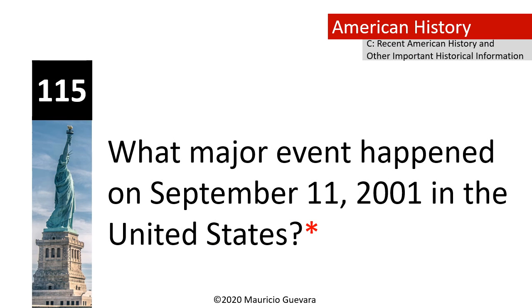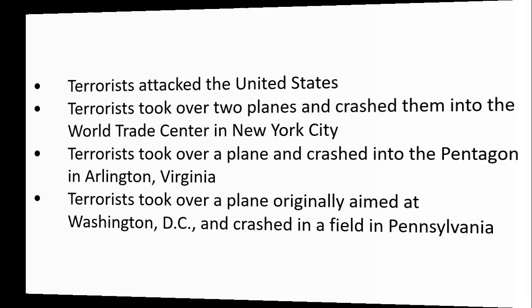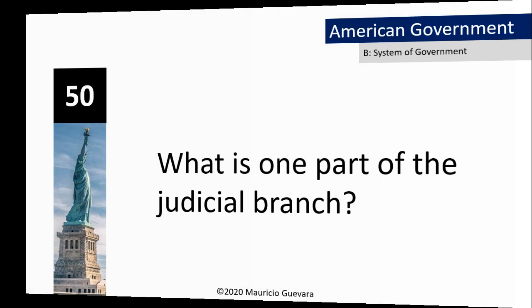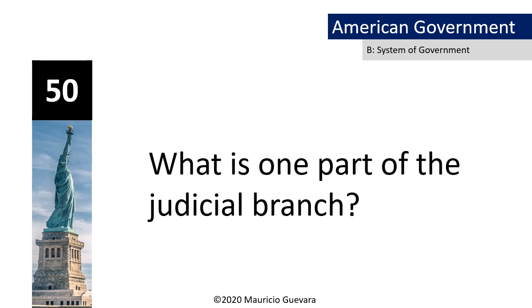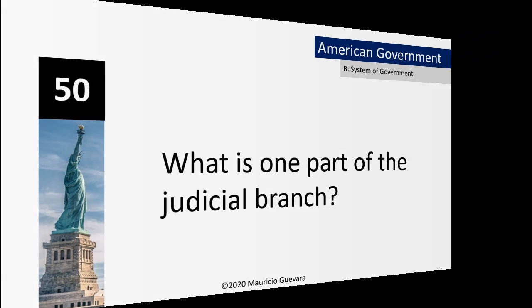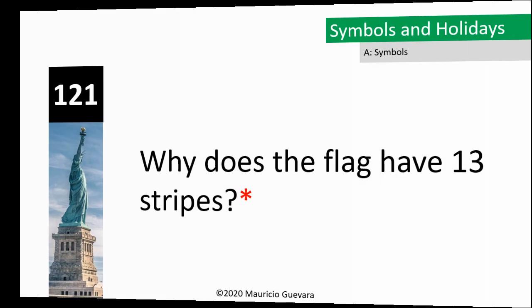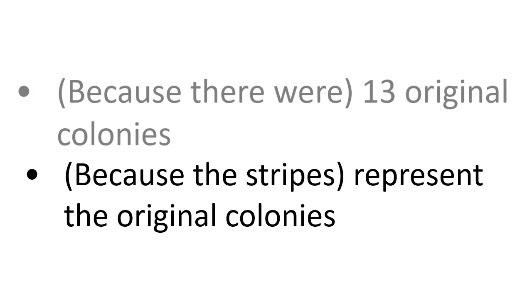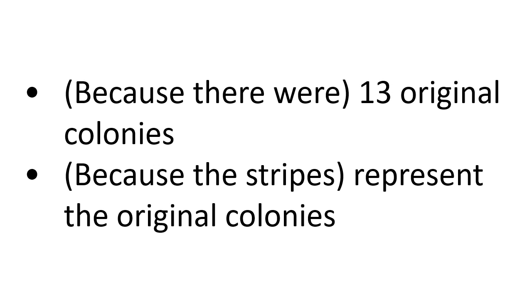What major event happened on September 11, 2001 in the United States? Terrorists attacked the United States. What is one part of the judicial branch? Supreme Court. Why does the flag have 13 stripes? Because there were 13 original colonies.